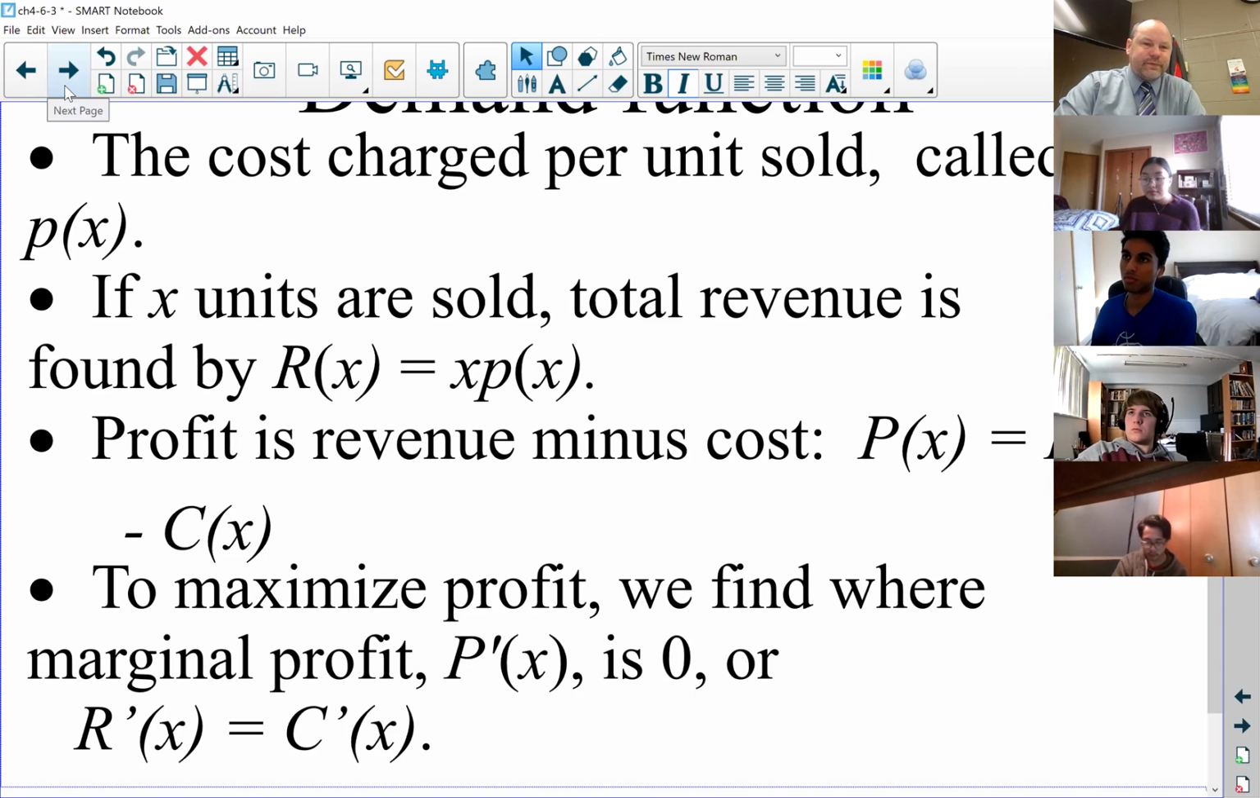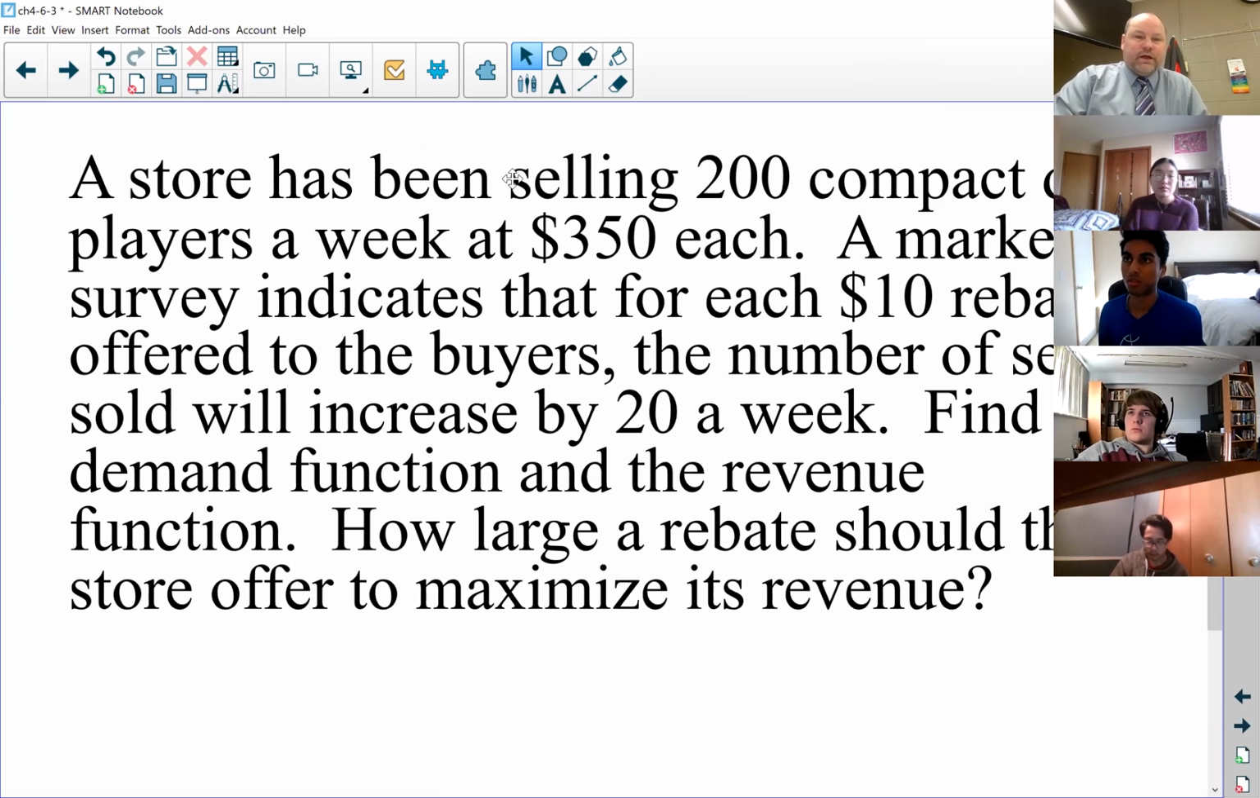All right. So what will this look like? A store has been selling 200 compact disc players a week when they charge $350 each. A market survey indicates that for each $10 in rebates that are offered to the buyer, the number of sets sold will increase by 20 a week. Find the demand function and the revenue function. How large a rebate should the store offer to maximize its revenue?